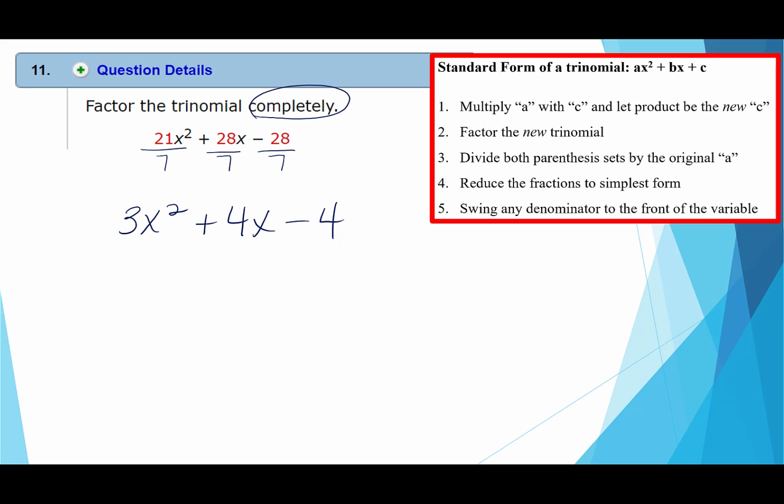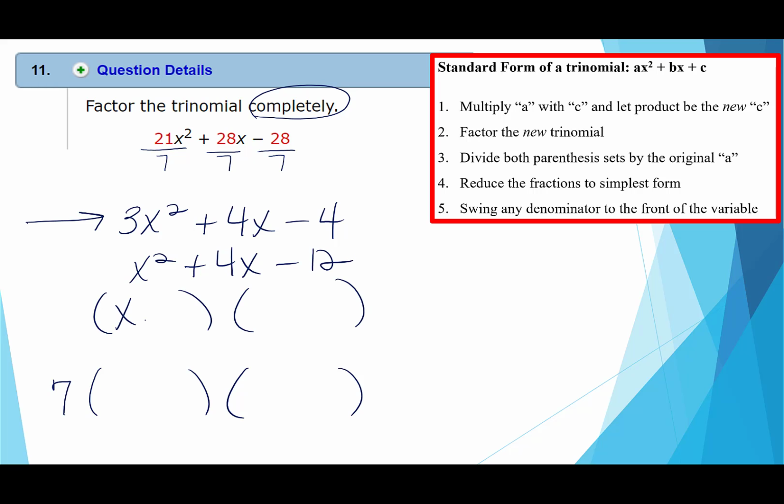Now we'll keep 7. 7 will be part of the final answer. So our answer will look like 7 and then our two sets of parentheses. But now let's just focus on this trinomial and factor it. Okay, this is x squared plus 4x minus 12. This factors to x plus 6, x minus 2. Now divide by the original a.